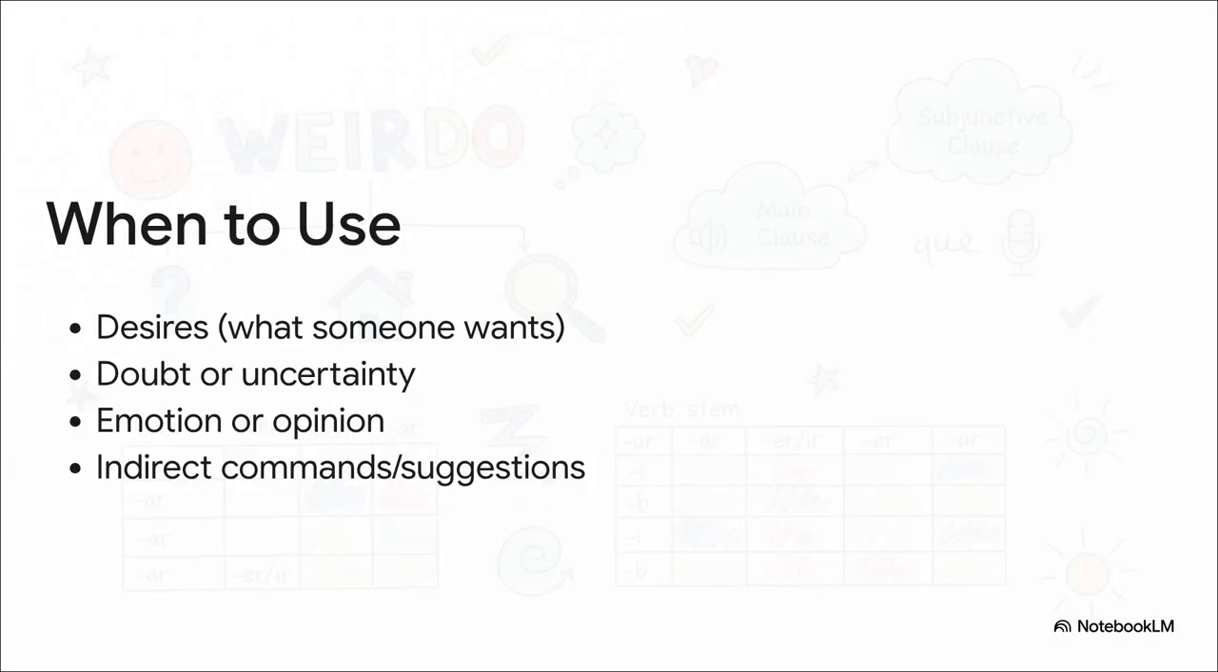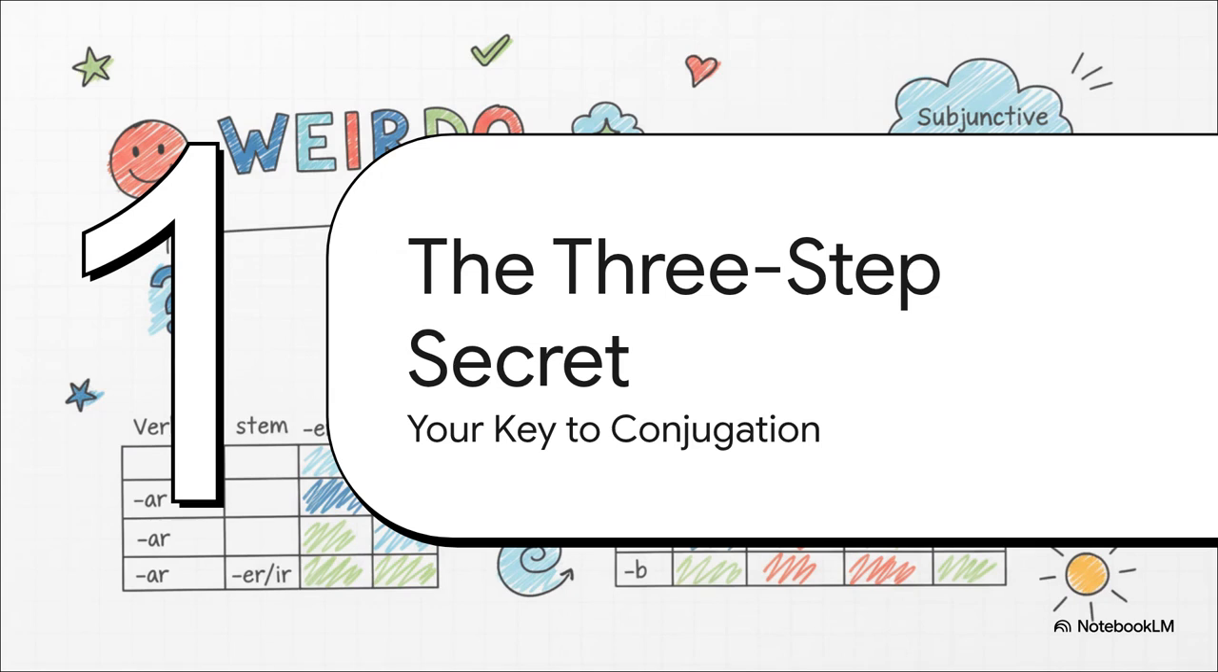So how do you know when to pull it out? Well, you've got to listen for the trigger words. When you start expressing desires like, I want you to, or doubts like, I doubt that, or emotions like, I'm so happy that, or even indirect commands like, it's important that, ding, ding, ding, those are your clues that you're in the subjunctive zone.